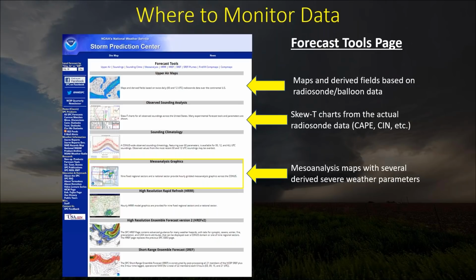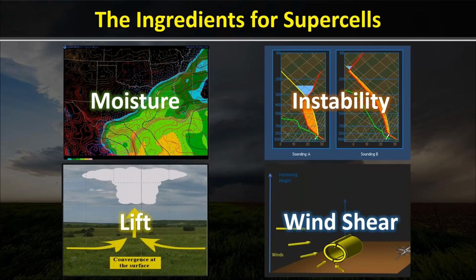Next. There are really four main ingredients that we focus on when we're trying to determine whether any given day is going to have favorable or unfavorable conditions for supercells, which are our most impactful type of thunderstorm. So starting with moisture.